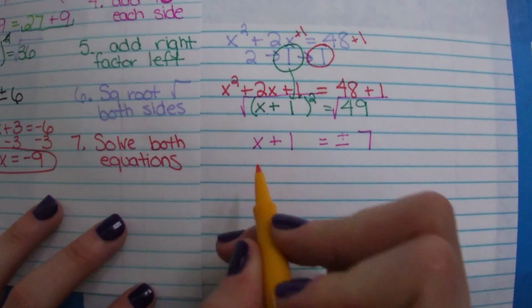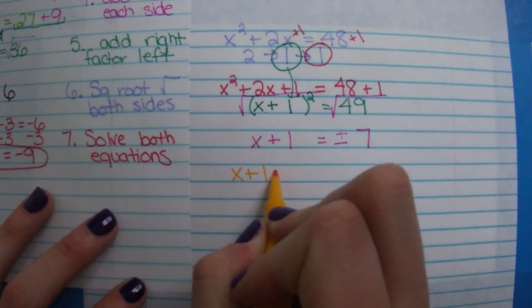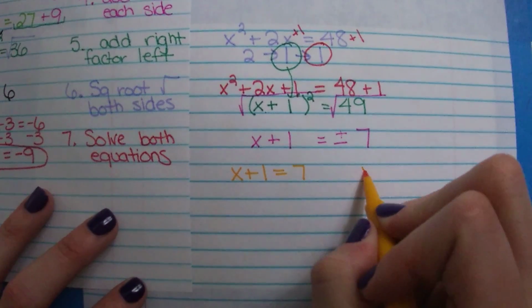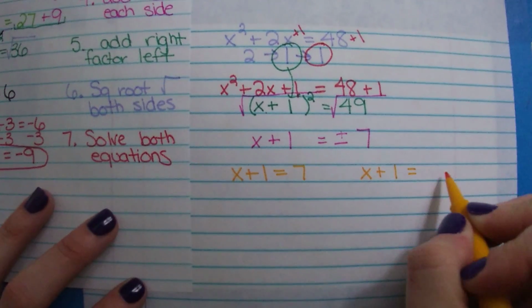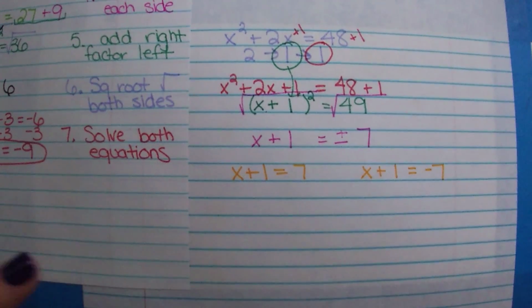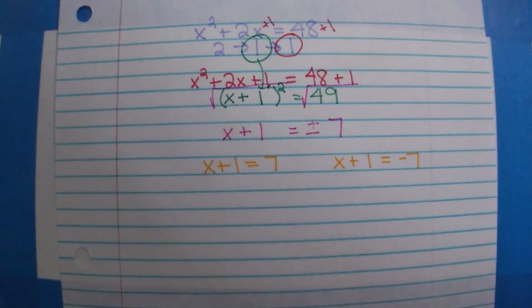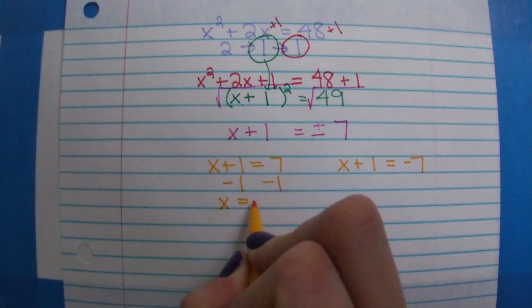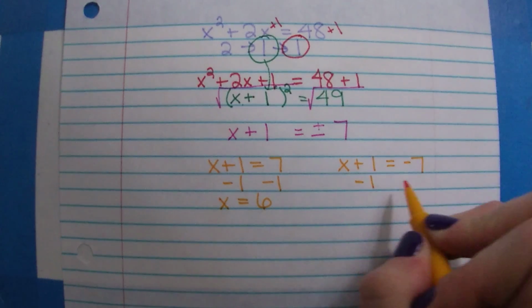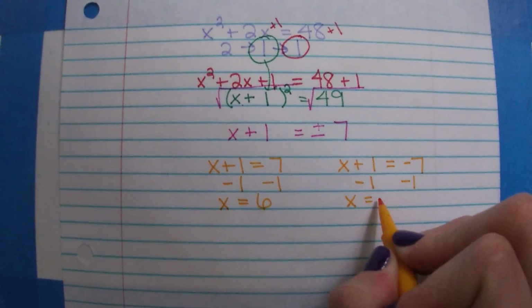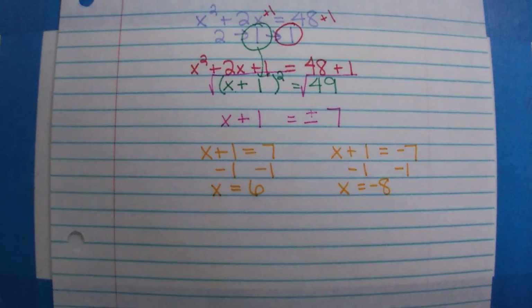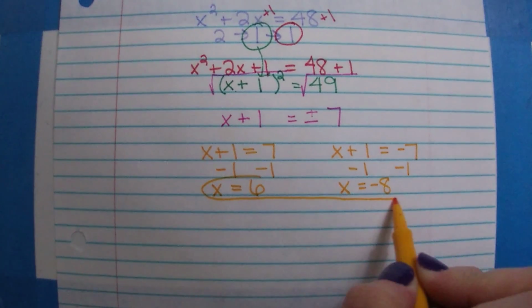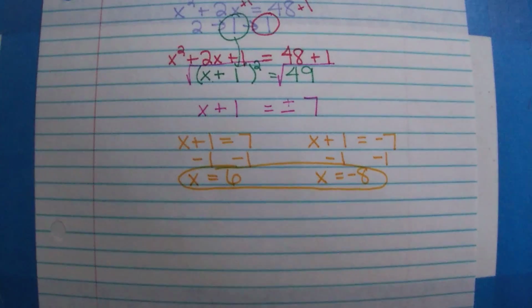Now we can solve both equations. So we have x plus 1 equals a positive 7, and x plus 1 equals a negative 7. So I'm going to solve these both. And I'll get x equals 6, and x equals negative 8.